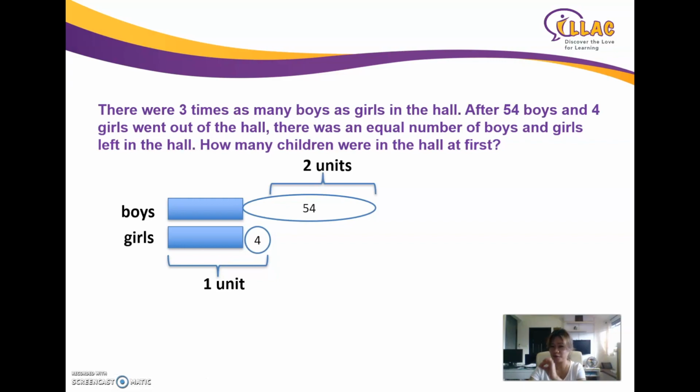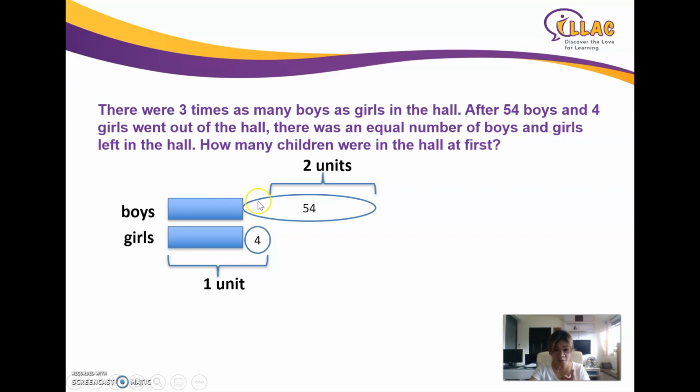Always draw the after first, use ovals to represent the known, and then put in the before. So in this case, how do you solve? Once you see that, okay, this 54 is made up of 2 units plus 4. Do you notice that? I say again, this oval is actually 4, because how do I know this is 4? Because this size is 4. It tells me this size, same size, has to be 4 as well.